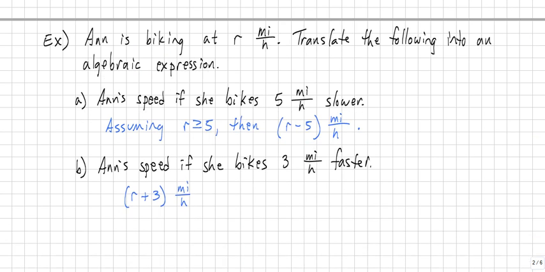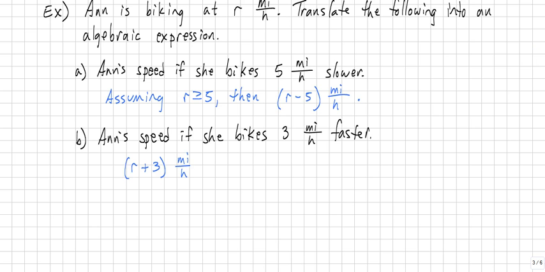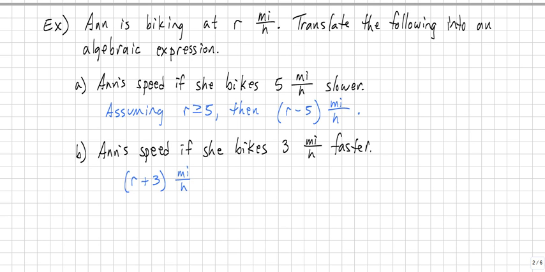All right, so let's actually put some sort of real world situation with it and see what we get. So let's say we have someone named Anne and they're riding their bike at r miles an hour. And we've been asked to translate the following into an algebraic expression. So same thing we just did, except for now it means something. So let's say Anne's speed. We want to write an algebraic expression for Anne's speed if she bikes 5 miles an hour slower than what she was.